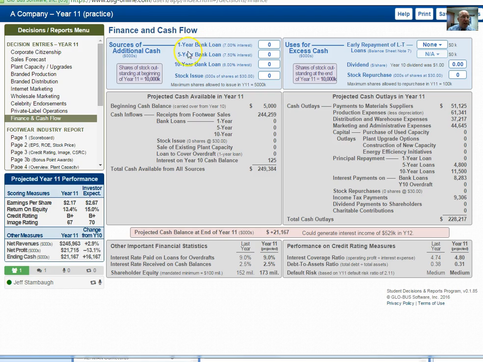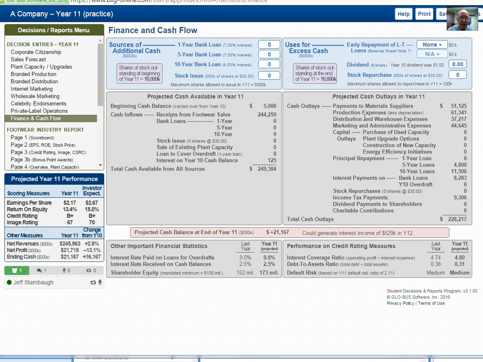This is where I can take out additional loans. This is where I can repay additional loans. This is my dividend. This is a very important point. Last year, the dividend was $1 a share. The thing initializes at 0. I think that's a bad thing. I think it should initialize at $1.